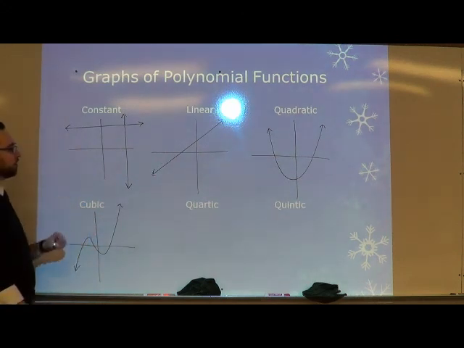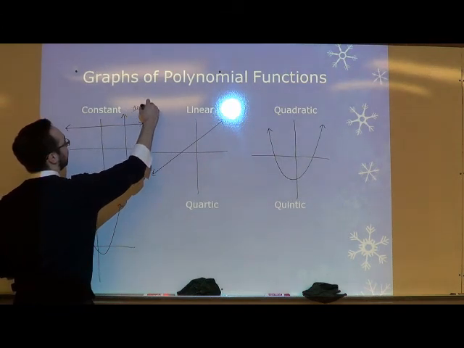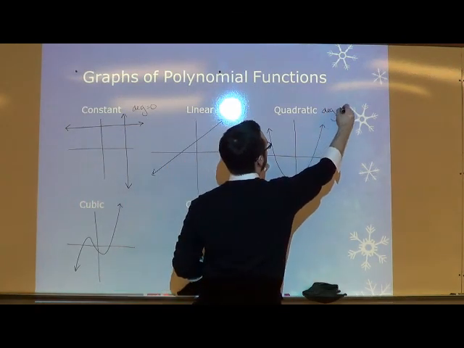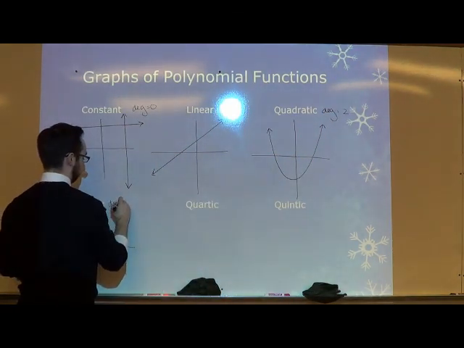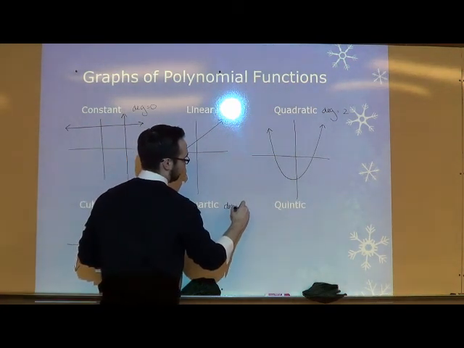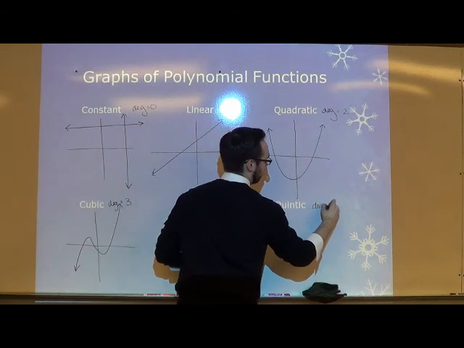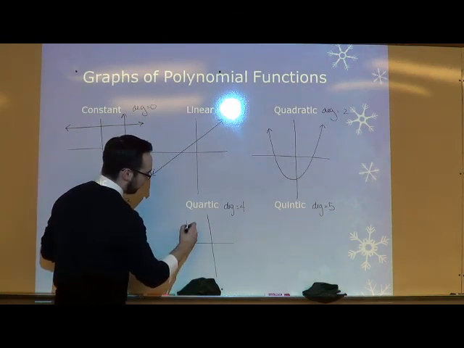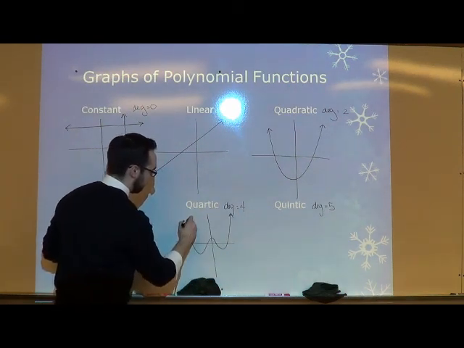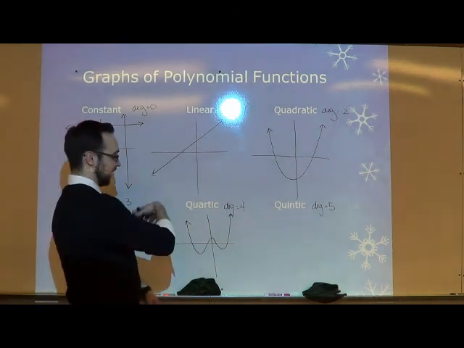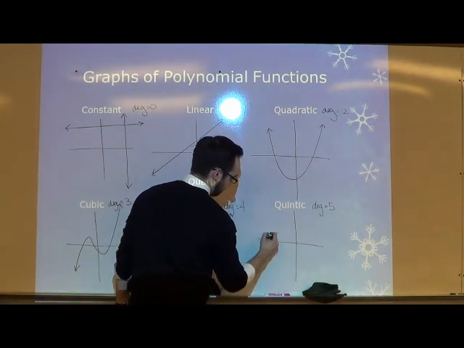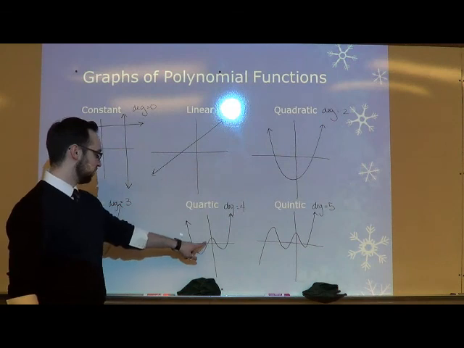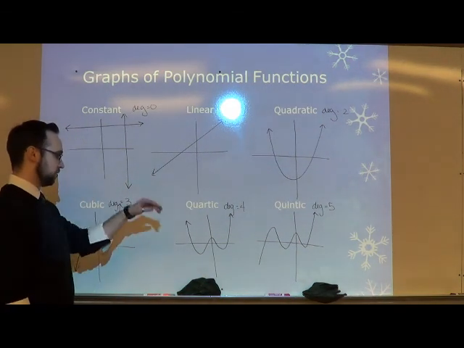So really, as you add, so this is degree equals 0, degree equals 1, degree equals 2, degree equals 3. Now we're getting into degree equals 4. As you increase in degree, all you're doing really is adding curves. So a quartic, I'm adding another curve, so it looks kind of like a W. And then a quintic, I add another curve. So we do something like that. So you just almost keep adding in these curves or the humps as you go.